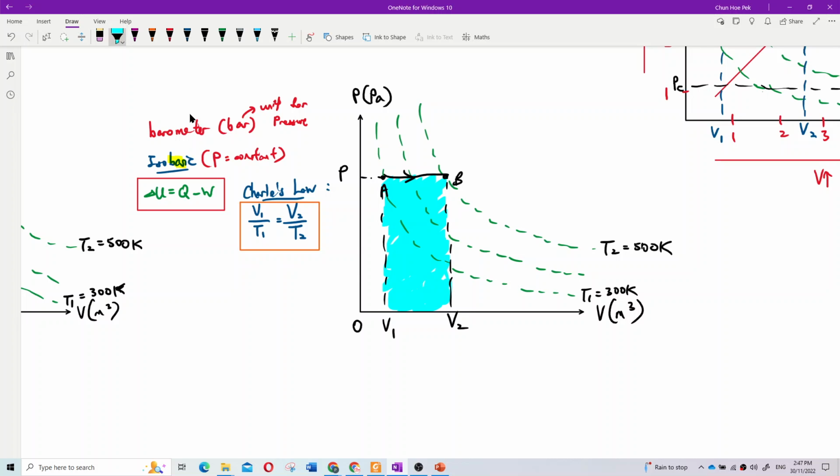Okay, so how to find this area? Let's find out what the work done is. So work done is area under the pressure volume graph.